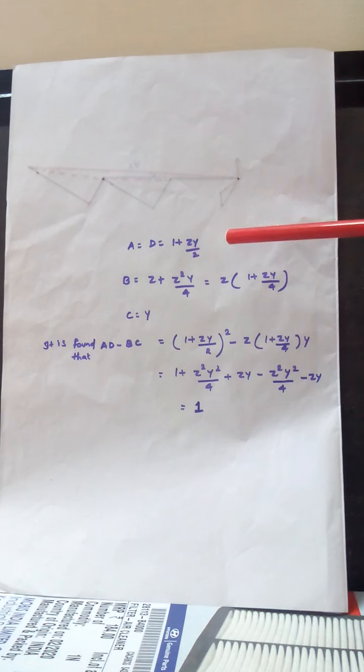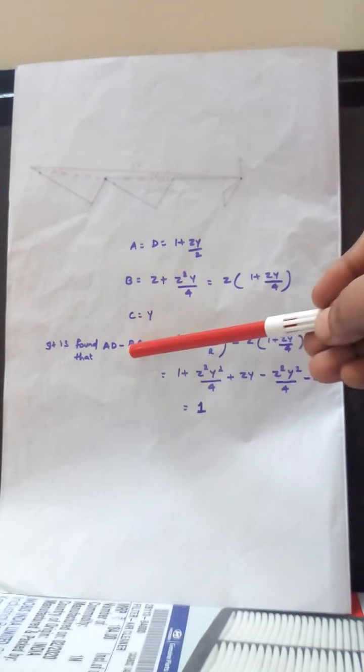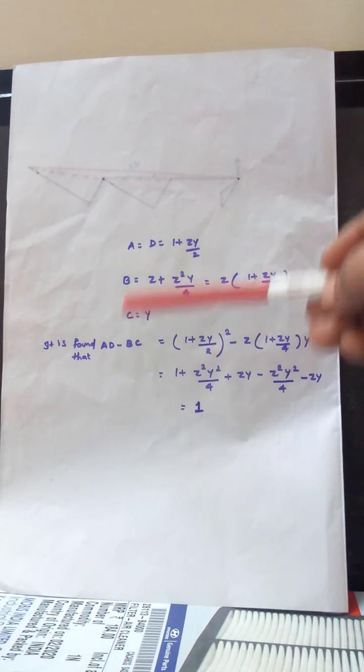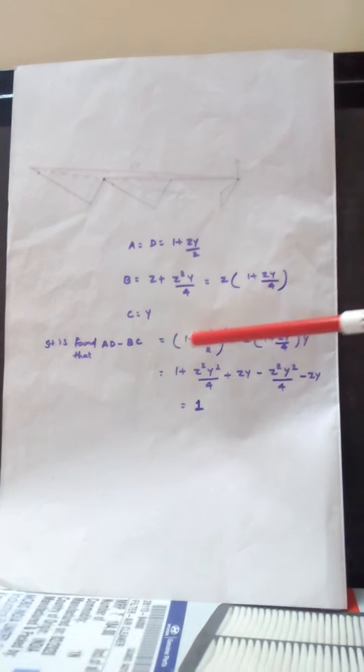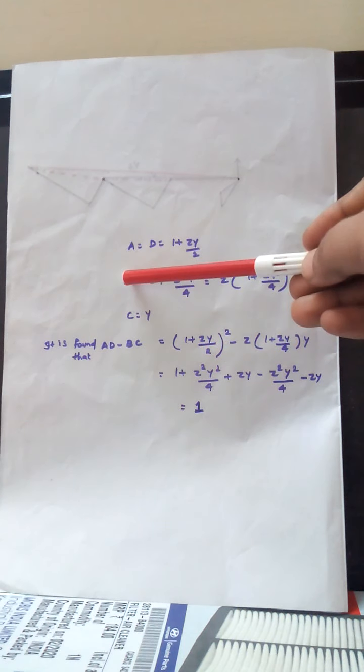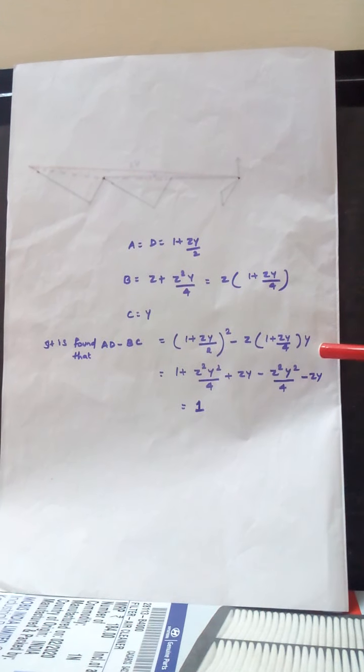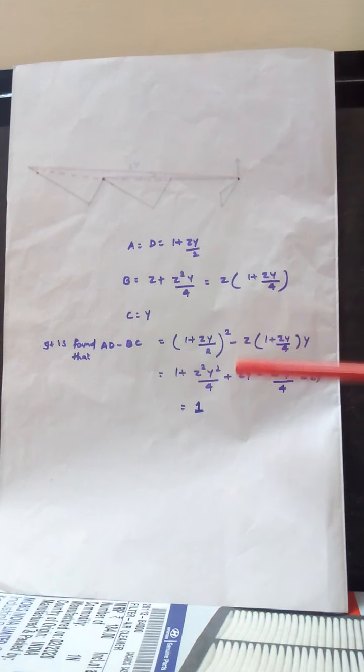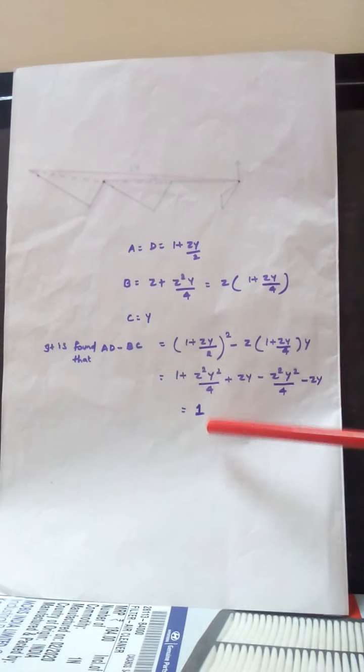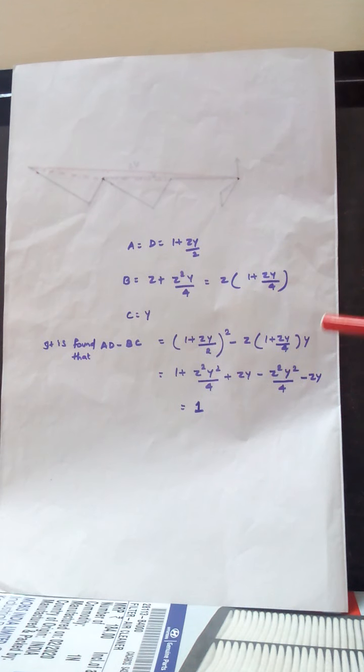If A equals D, then your network is a symmetrical network. Similarly, if you are finding AD minus BC, multiplying AD, it is 1 plus ZY by 2 the whole square, minus B into C. So it is Z into 1 plus ZY by 4 into Y if you are multiplying. This one, 1 plus ZY by 2 the whole square, we have to expand, and this if you are multiplying, minus ZY minus Z square Y square by 4. This term and this term will get cancelled, and we are getting it as 1. So if you are getting the condition AD minus BC equal to 1, then the given network is a reciprocal network.